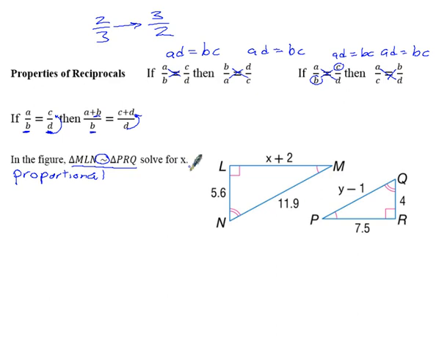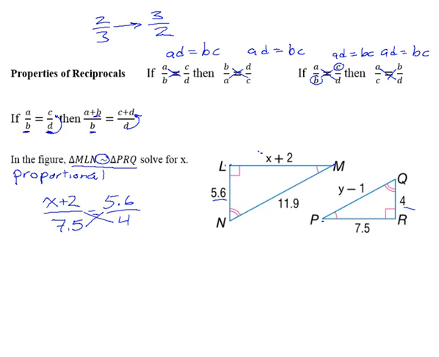For this one, we're asked to solve for x, given that MLN is similar to PRQ. So instead of setting these two sides equal to each other, we're going to have to set up a proportion, and say that this side, ML, corresponds to side PR, which is 7.5, and then we need to set that equal to something to help us solve for x. So now we're going to pick these two sides here, because this one has a y in it, and that's not going to help me. So now I can say that 5.6 corresponds to 4.